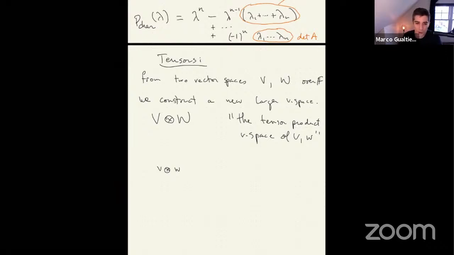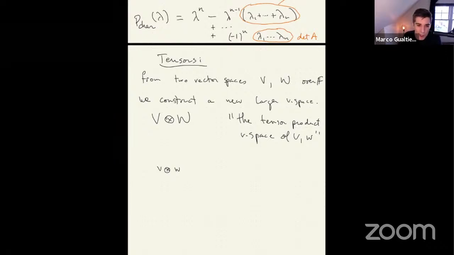And then you might ask me, well, where is this product? Like, what is it an element of? Is it in the field? No. Is it in V? No. Is it in V cross W, the Cartesian product? No. Right? So where is it? Well, it's in a new vector space, V tensor W.